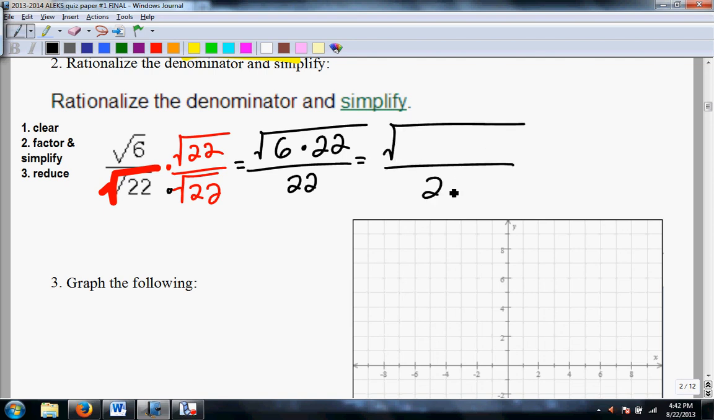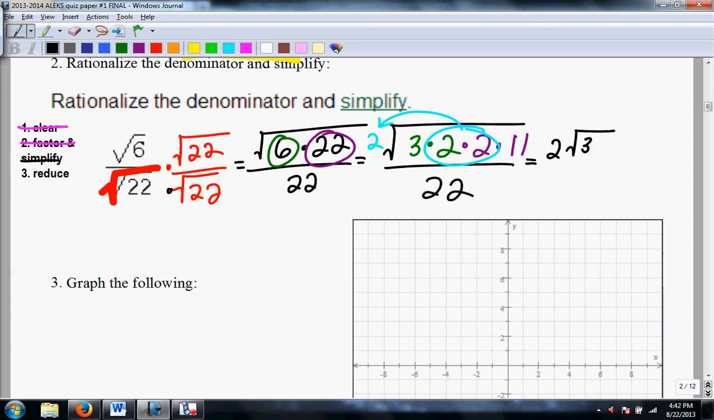Now I factor. Factor 6, pull it apart. That's 3 times 2. And we're going to factor 22, and that's 2 times 11. Okay, so I've cleared, factored, and simplified. Now let's see, we have a pair. These 2's are going to come out on the outside. So on the outside, I have here 2 square root, 3 times 11, and then down below I have 22.